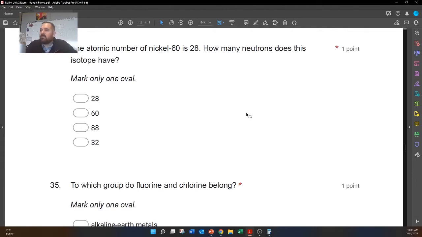The atomic number of nickel-60 is 28. How many neutrons does that isotope have? So nickel-60, that tells us that its mass number is 60. And its atomic number is 28, which means the remainder will be our neutrons. So it's just going to be 60 minus 28, which gives us 32, and that's going to be our number of neutrons.